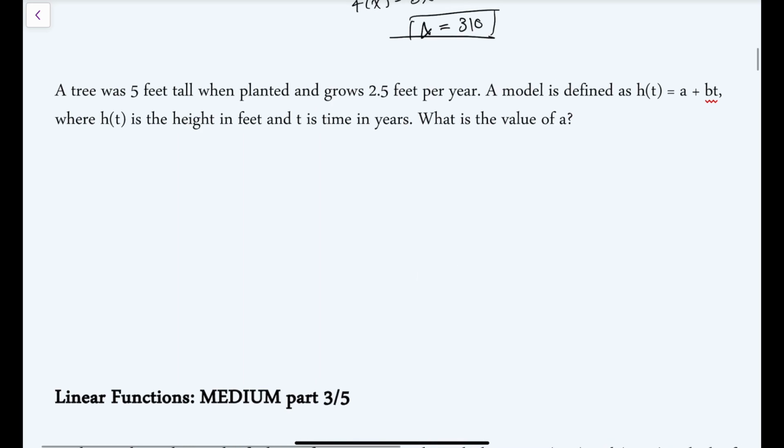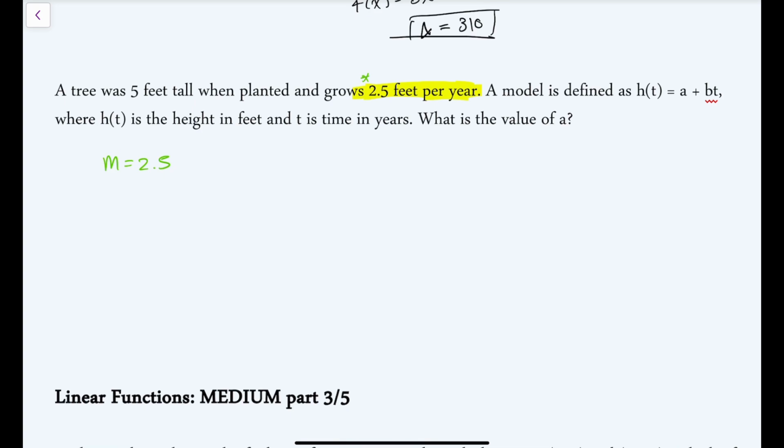A tree was 5 feet tall when planted and grows 2.5 feet per year. A model is defined as h at t is equal to a plus bt, where h at t is the height in feet and t is time in years. What is the value of a? Okay, same idea as before. Keyword here, per year. This means that this is our slope. This should be like a ding ding in your head. Per year means that our slope is 2.5.